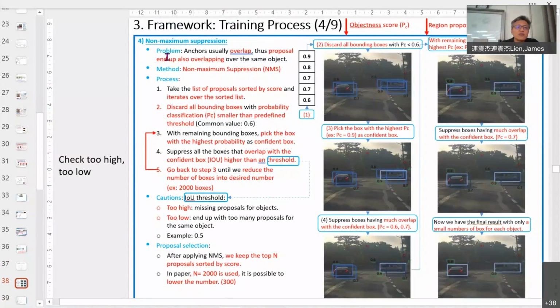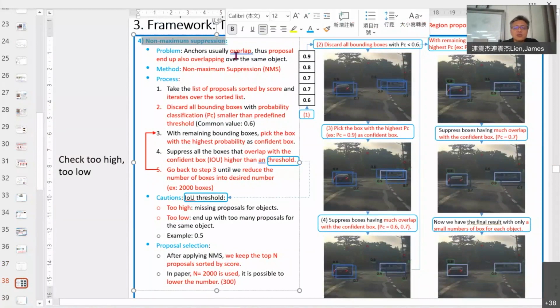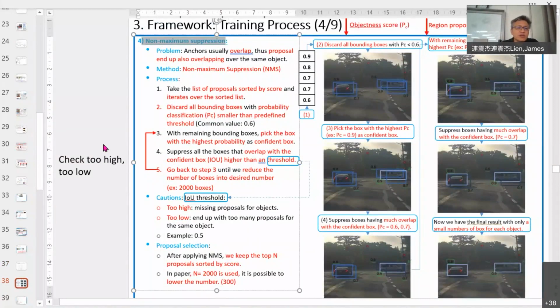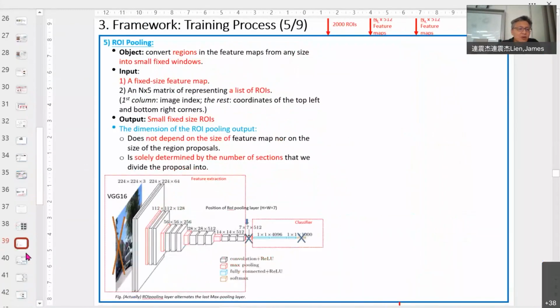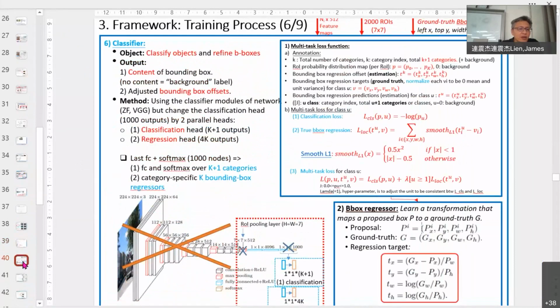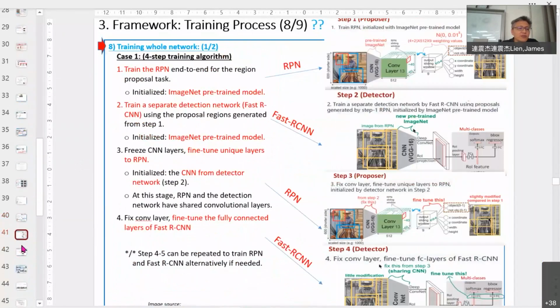I would like to introduce one we call non-maximal suppression. This is also important. I summarize. When you go back, you can check this one. I summarize here for the training.